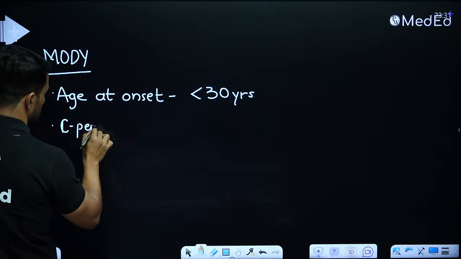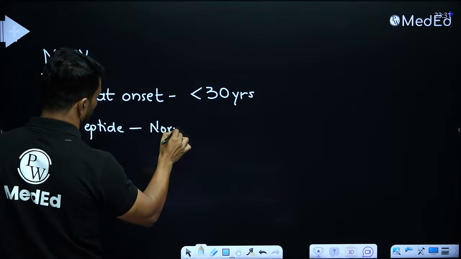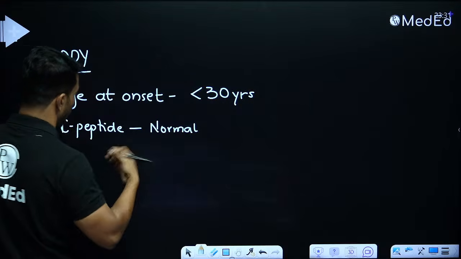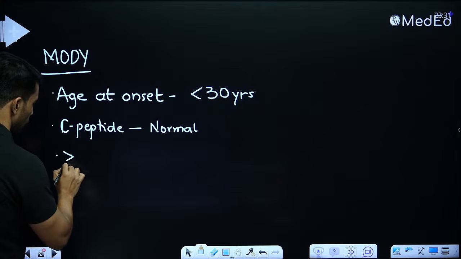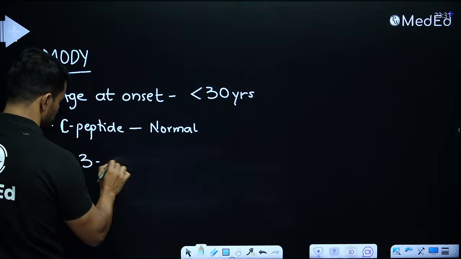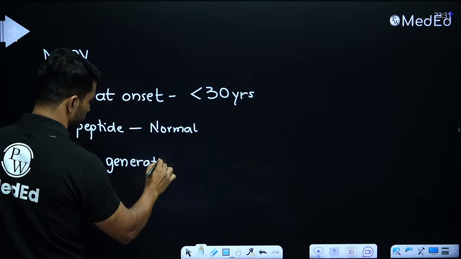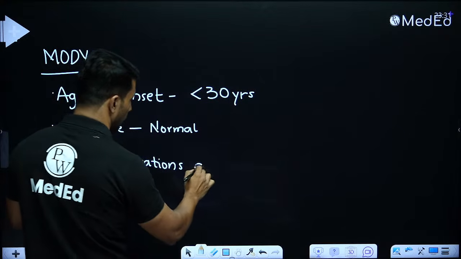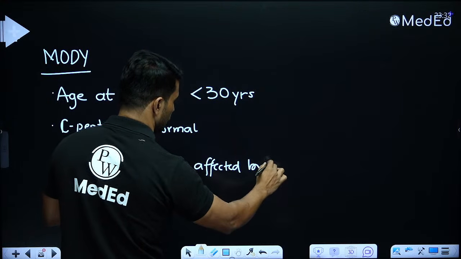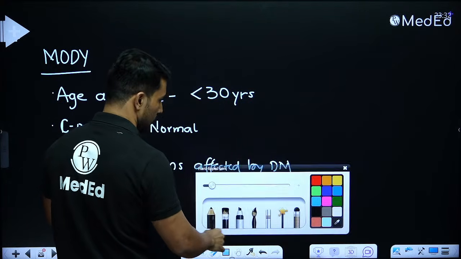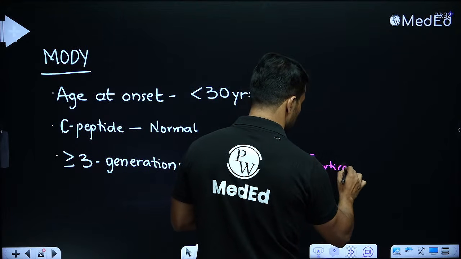C-peptide levels or insulin levels are going to be normal, not undetectable. Third one, more than or equal to 3 generations affected by the diabetes mellitus. Because being autosomal dominant, there is vertical transmission.